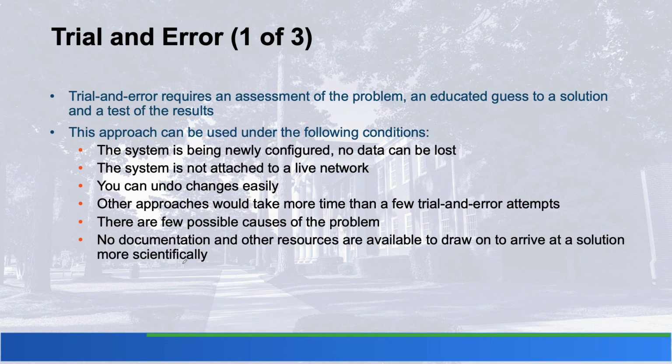The first type of troubleshooting is trial and error. It requires an assessment of the problem and an educated guess to a solution and a test of the results. So we should use trial and error under the following conditions. The system is being newly configured, no data can be lost, right? Because we're going to be doing just trying different things.